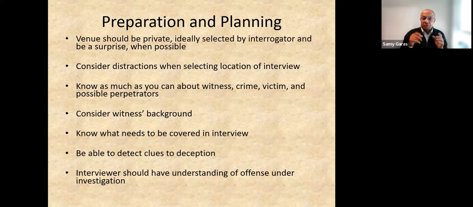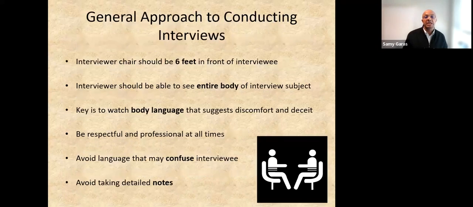And during the interview, we need to look for any clues that might indicate any kind of deception or inaccurate answer. The interviewer should have an understanding of the offense under investigation. Of course, he should be an expert in the matter of the fraudulent act to be able to run the interview.